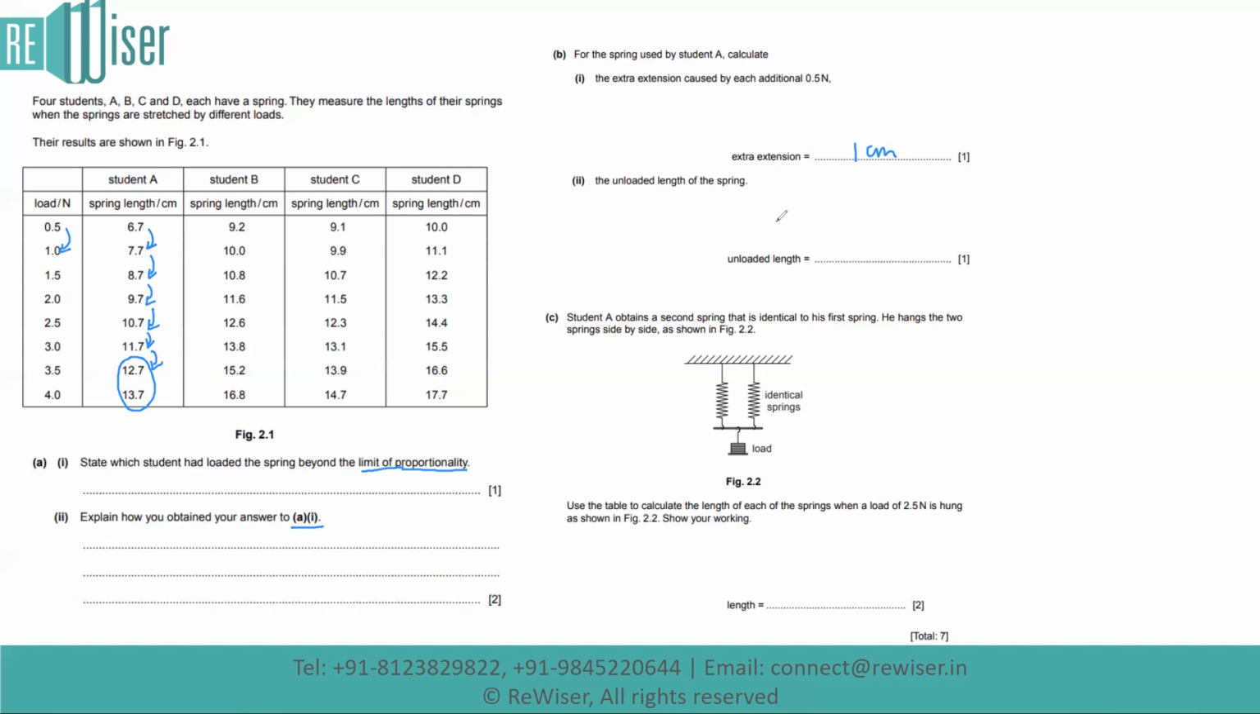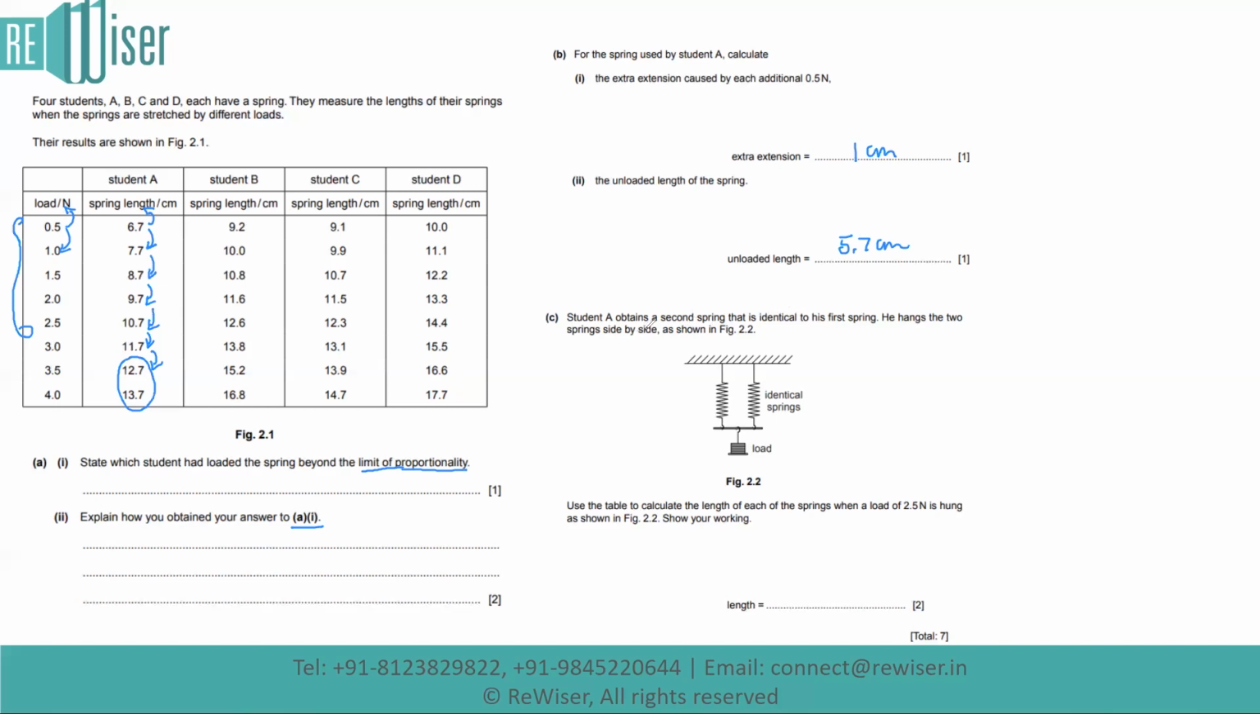The unloaded length of the spring. To figure out the unloaded length of the spring, we just need to go back. We understand that the limit of proportionality is obeyed for all these load values. So if I just go back and remove the 0.5 load, I will have a spring length that would have extended by exactly 1 more centimeter. So it would have gone back to 5.7 centimeter.